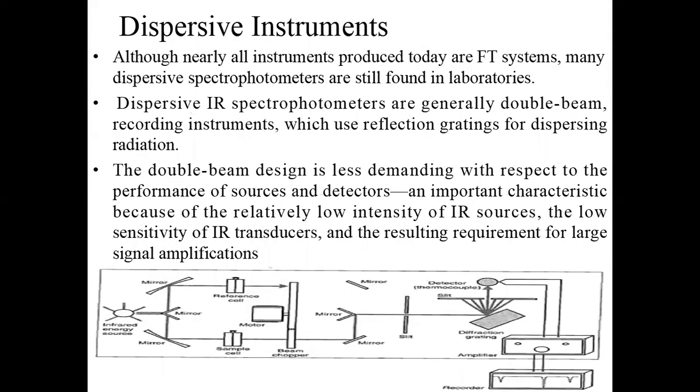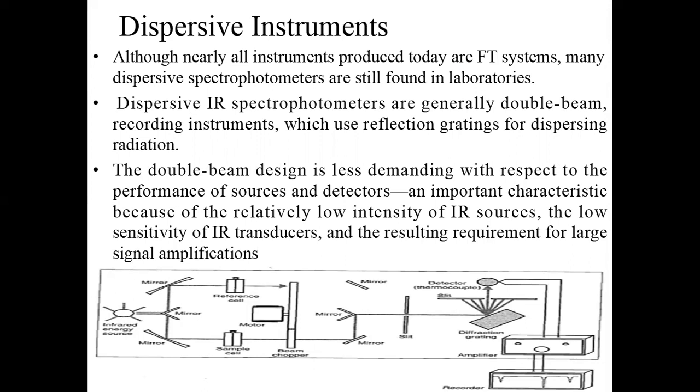The other type of IR instrument is a dispersive instrument. Although nearly all instruments produced today are FT systems, dispersive spectrophotometers are still found in laboratories. Dispersive IR spectrophotometers are generally double beam recording instruments which use reflection gratings for dispersing radiation. The double beam design is less demanding with respect to the performance of sources and detectors. An important characteristic because of the relatively low intensity of IR sources, the low sensitivity of IR transducers, and the resulting requirement for large signal amplifications.